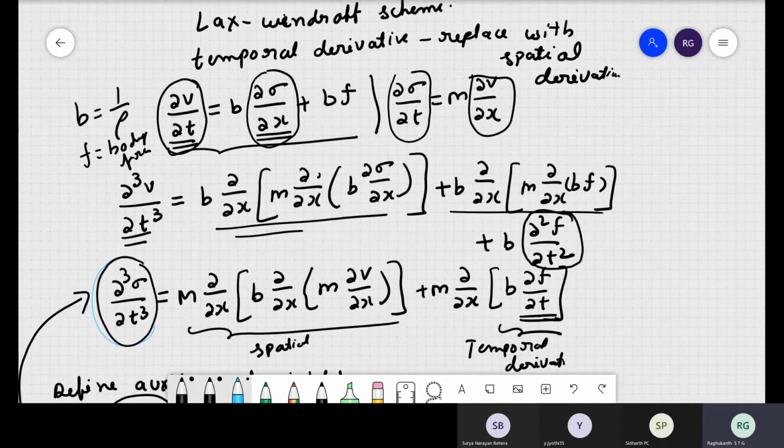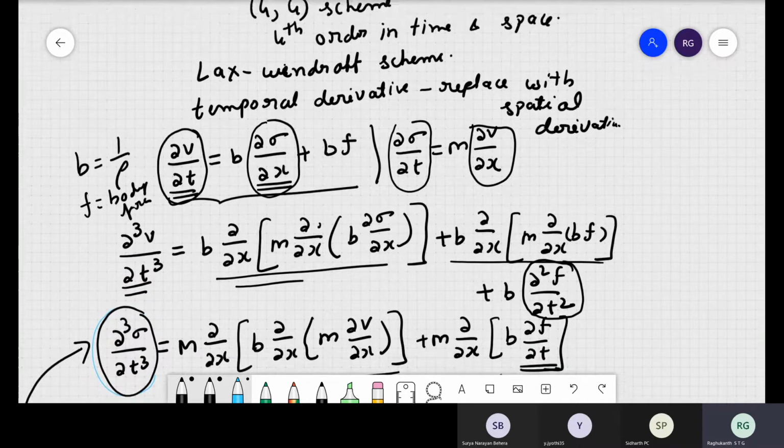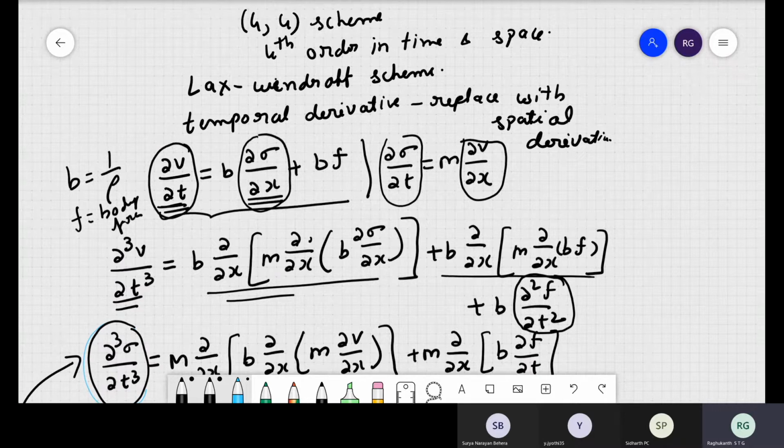Here there are some tricks people use in finite difference. The trick is, whenever you have a time derivative, you can replace it with a space derivative. The time derivative of velocity can be replaced with the spatial derivative of stress, and then you can interchange this versus that. For example, the time derivative of stress can be replaced with the spatial derivative of velocity. Whichever is easy as per our formulation.